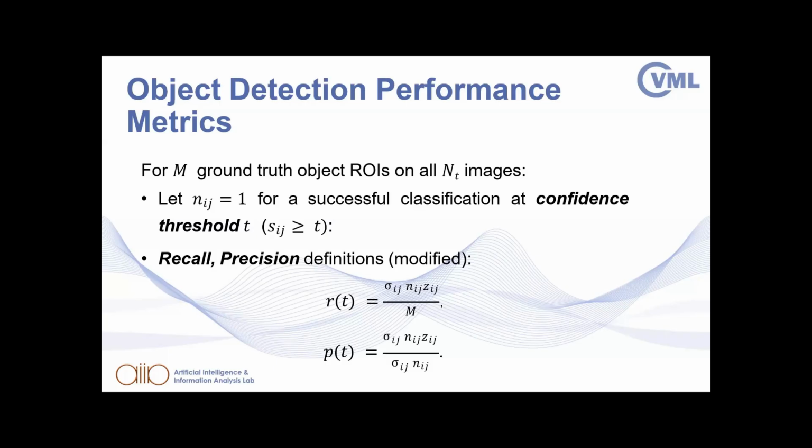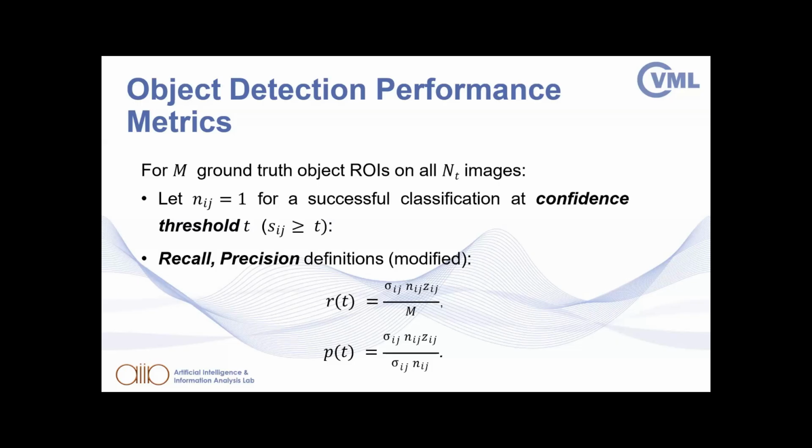On the other hand, precision focuses on the accuracy of the model's detection. To calculate precision, we count the number of correct detections made by the model and divide it by the total number of detections the model makes. High precision means most of the detections are correct, but the model might miss some actual objects.